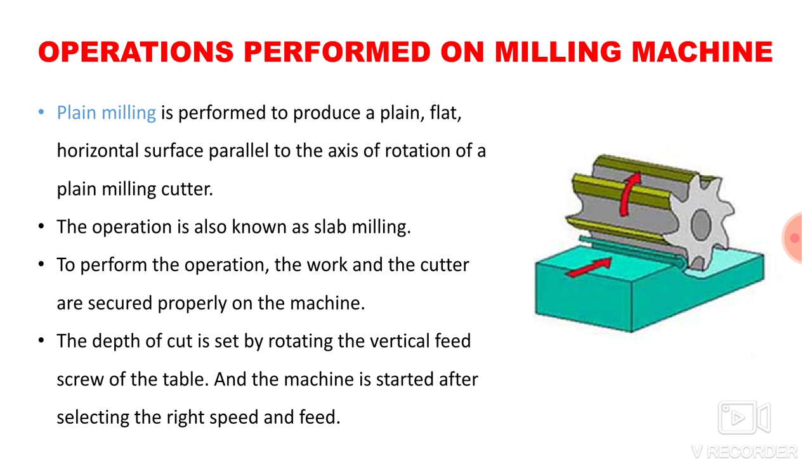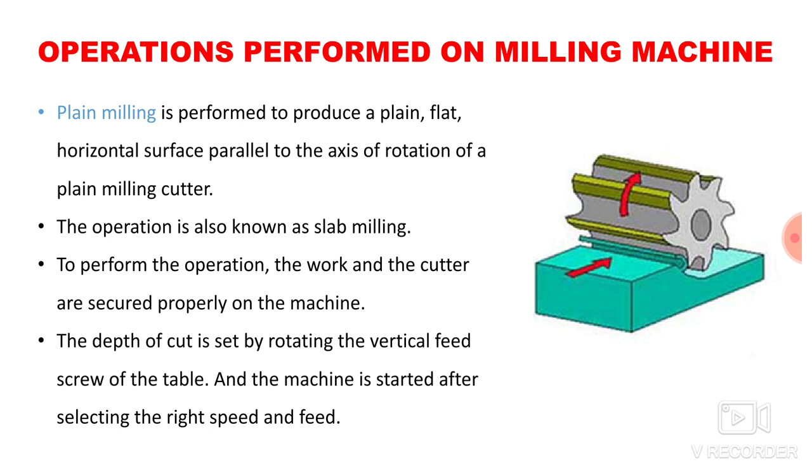Here you can see the axis of the rotating cutter and the workpiece surface are parallel to each other. Plane milling is performed to produce a plane, flat, horizontal surface. That is the purpose of the plane milling operation. The operation is also known as slab milling.